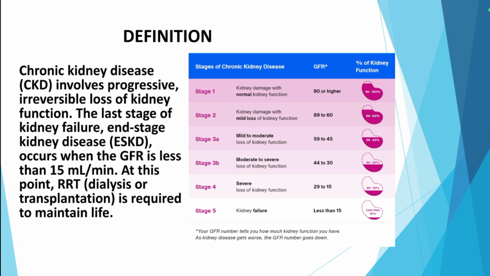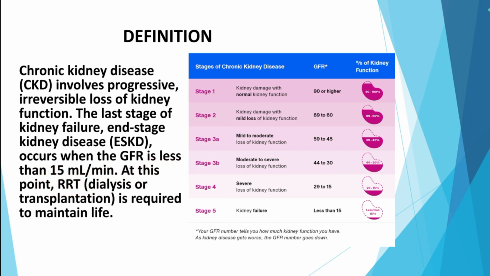The normal functions of the kidney are purification of our blood, formation of urine, and maintenance of acid base balance. Those functions are lost, and the loss is progressive, meaning it keeps deteriorating. The last stage of kidney failure, end stage kidney disease, called ESKD, occurs when the GFR is less than 15 ml per minute.